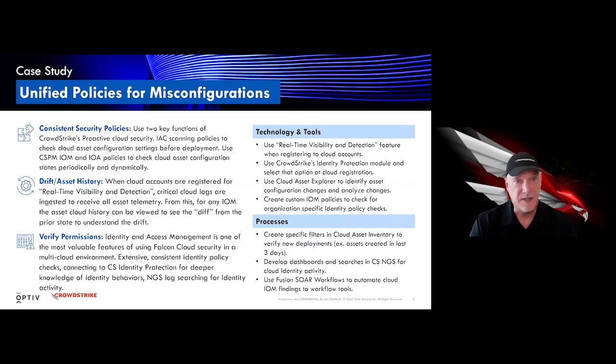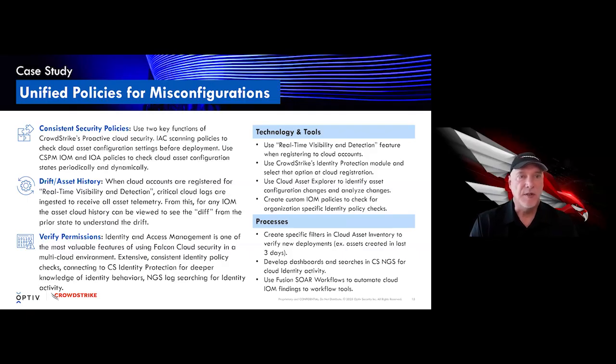So more tactically, if we talk about consistent security policies, there's two key functions within what we call proactive cloud security. And that's really considering the day-to-day, like the shift left or the ongoing checks for indicators of misconfigurations. So we have infrastructure as code scanning policies to check cloud asset configurations before deployment. That's the shift left. The more you can fix the possible misconfigurations of assets before they get deployed, the fewer indicators of misconfiguration you'll have for those assets because you've already done due diligence. You've done the homework with the infrastructure as code scanning.